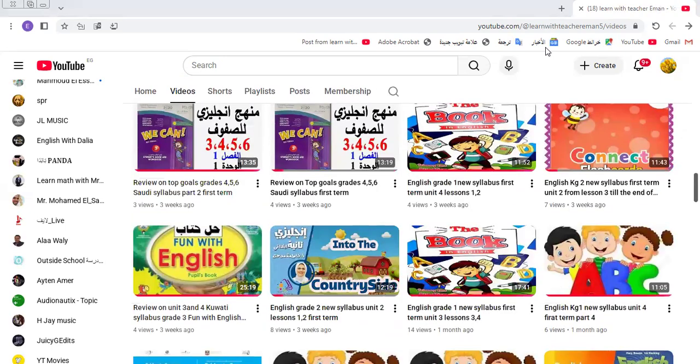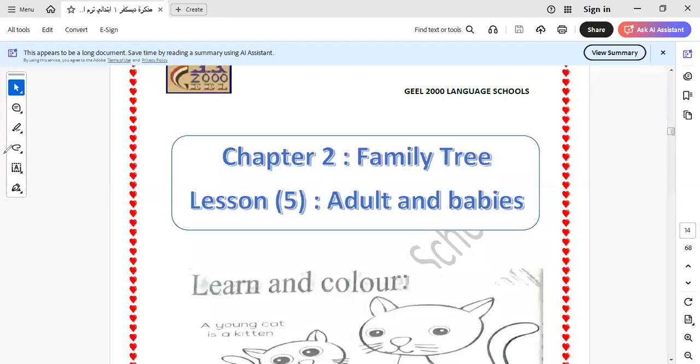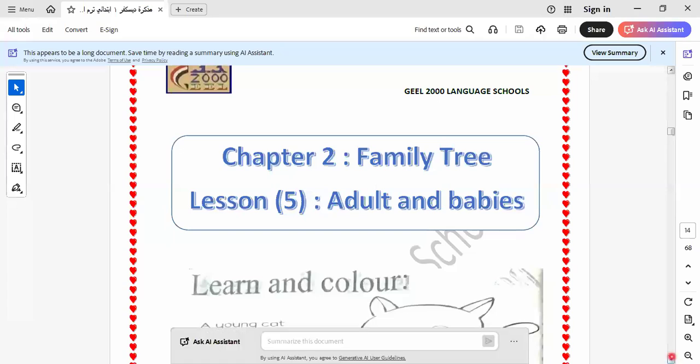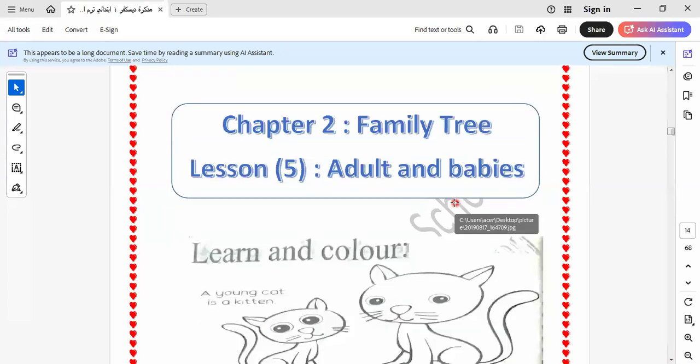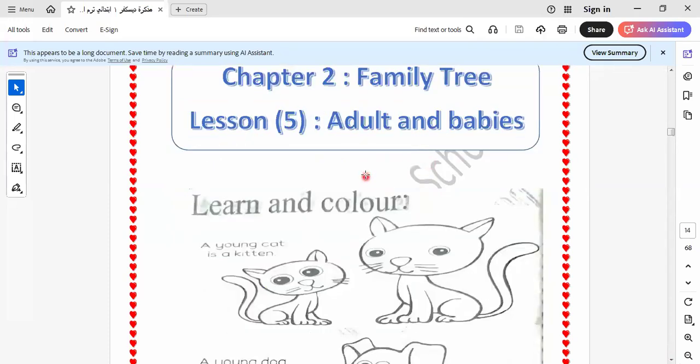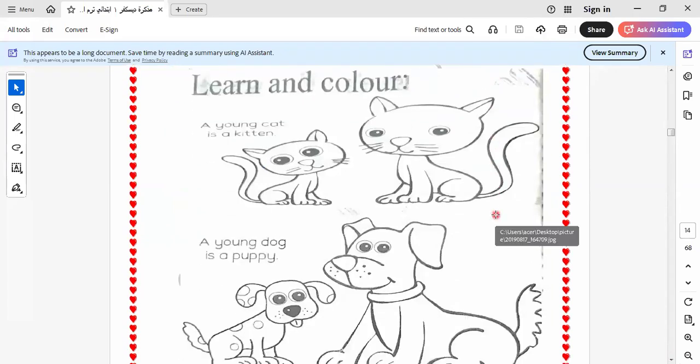Let's go to our chapter today. Today we will learn more about the family tree. I think this chapter is not strange for us. We took this before about family tree. In this lesson we learn adult and babies. Okay, what is the adult and what is the babies?